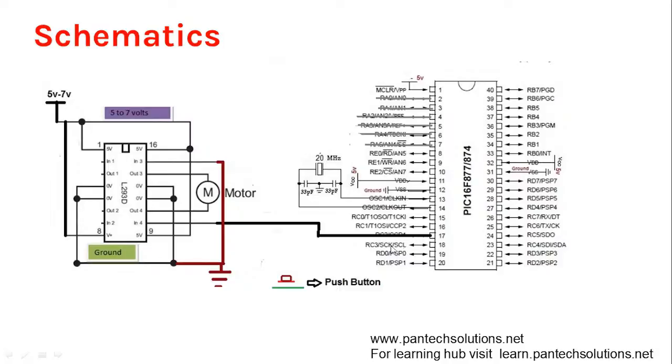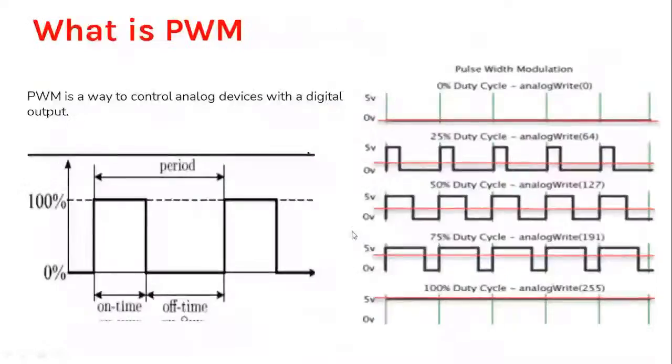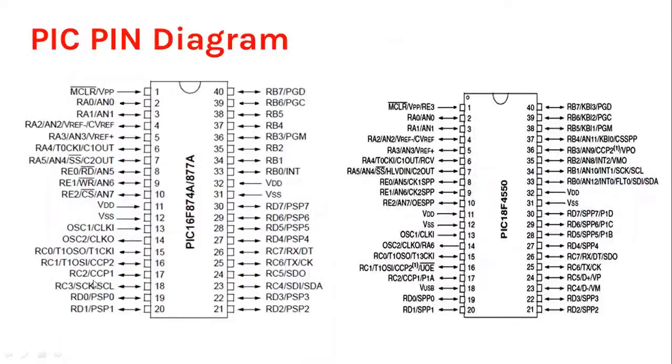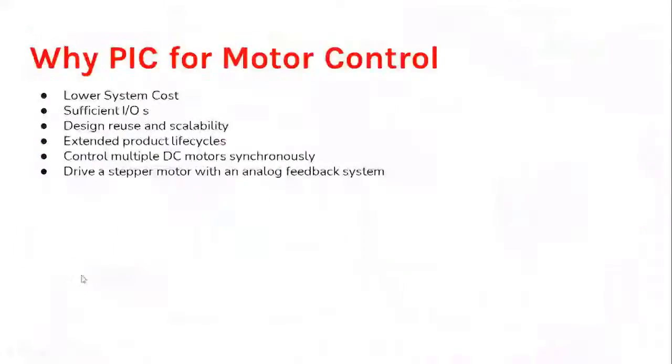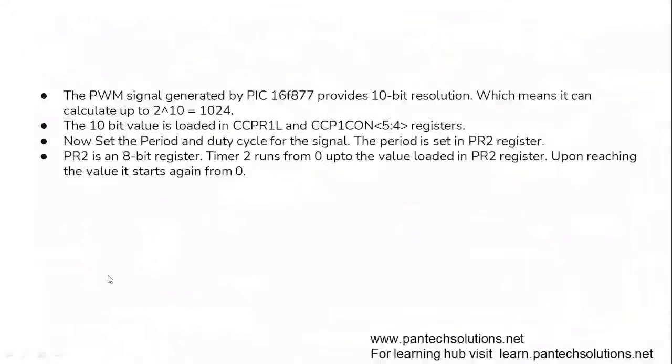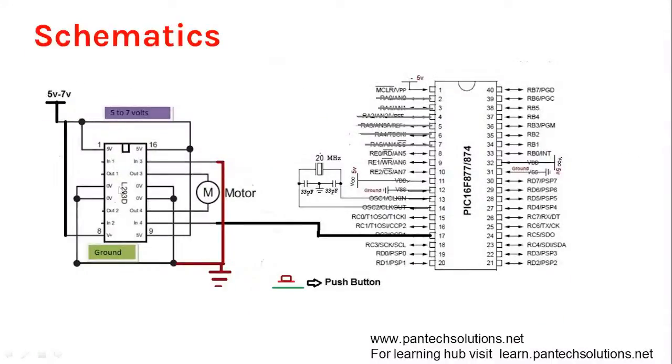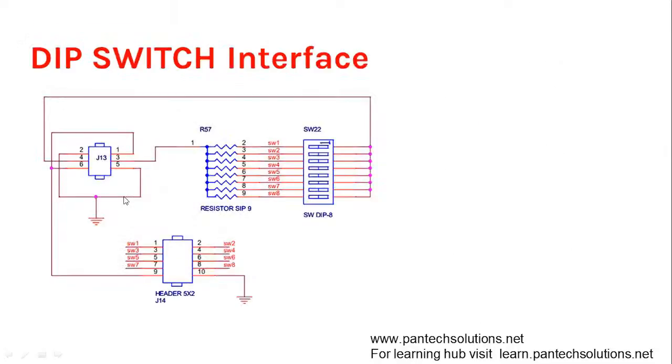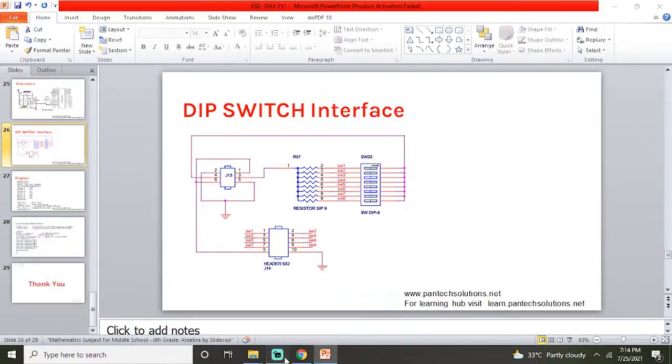Okay, this is the schematic where the PIC16F877A is connected to port C2. It is connected to port C2. Then the L293D, you have to give a supply for the L293D. And the DIP switch interface, I'm going to connect this DIP switch to port D. I will explain this circuit on the board in the video.